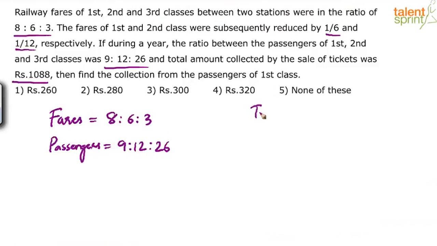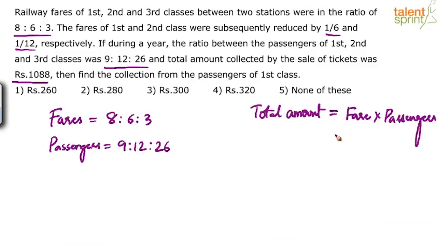Alright? Now you understand what is meant by total amount, right? Total amount here, or for any particular class, would be equal to what? The fare into the number of passengers. Right? Like for example, let's say the fare is rupees 10 between two stations for first class, and if 100 passengers have traveled, what will be the total amount? 10 into 100, 1000 rupees, right? And so on for the other classes as well.